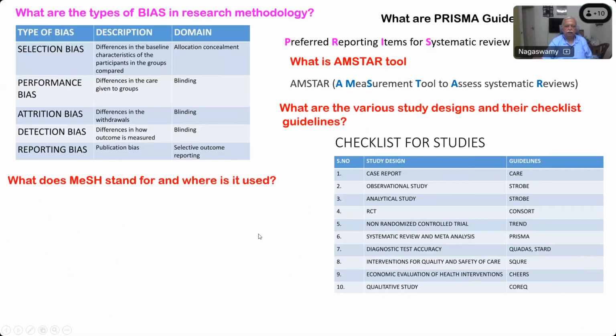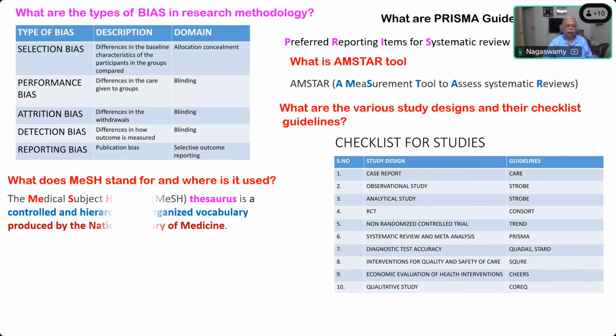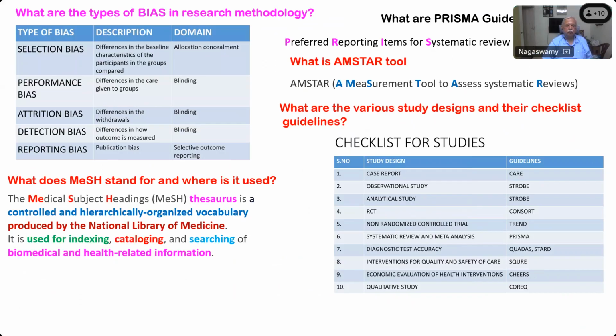What does MeSH stand for? This is a common terminology you will see whenever you try to Google and find out something. MeSH stands for Medical Subject Heading: ME from medical, S for subject, H for heading. It is the thesaurus, a controlled and hierarchically organized vocabulary produced by the National Library of Medicine. It is used for indexing, cataloging, and searching of biomedical and health related information.